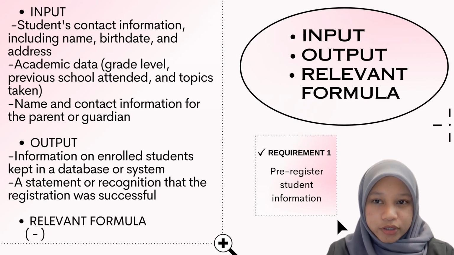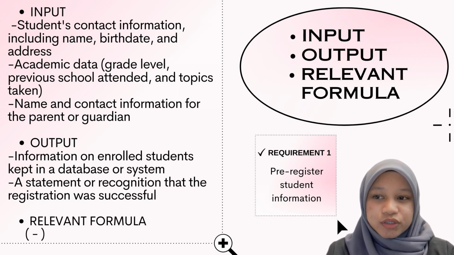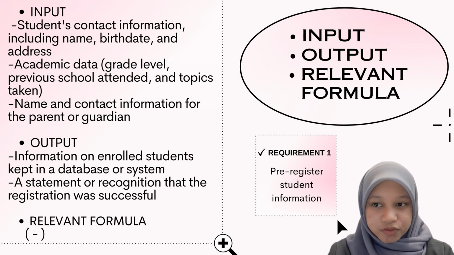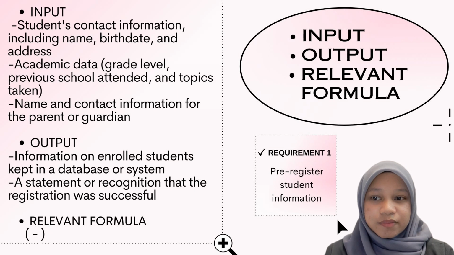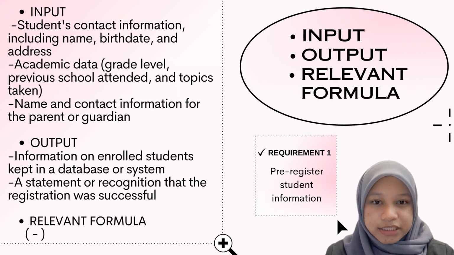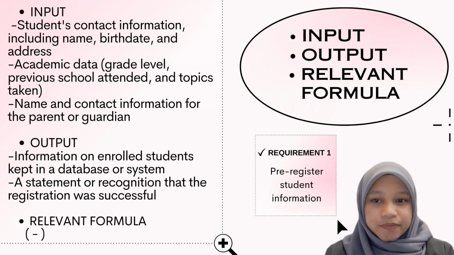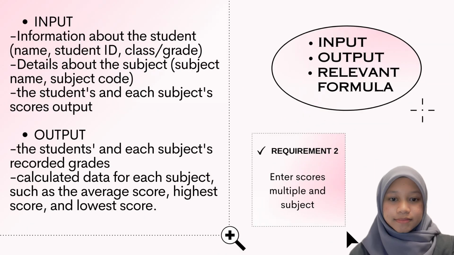The output of requirement 1 is information on the enrolled student, which we keep in a database or system, and the statement or recognition that the registration was successful. For requirement 1, the relevant formula is not needed because we simply put in the pre-registered student information only.